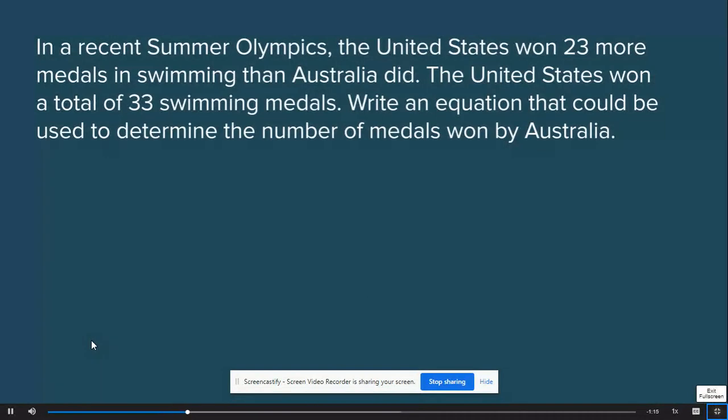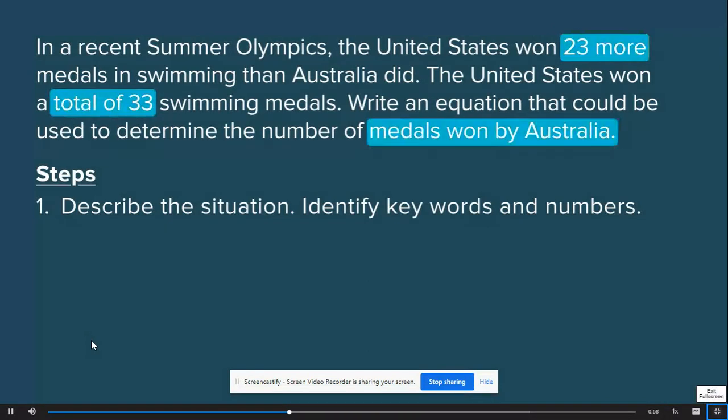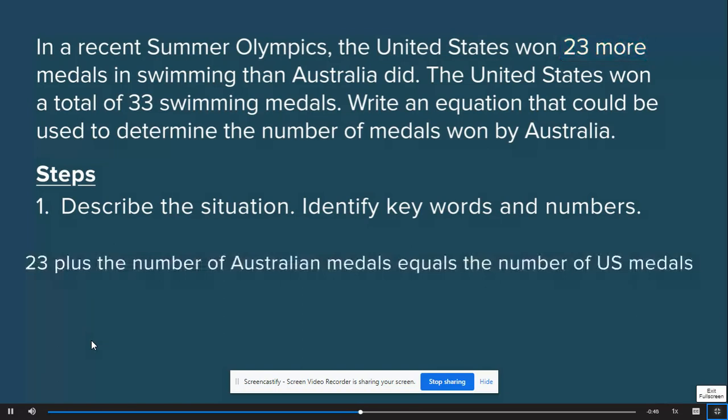To write an equation for the problem, start by describing the situation. Identify any key words and numbers. You know that the United States won 23 more medals than Australia did. You also know that the United States won 33 medals in all. Next, use the key information to model the problem with words. The United States won 23 more medals than Australia did. Finding 23 more than a number involves adding 23. So, 23 plus the number of medals Australia won is equal to the number of medals the United States won.